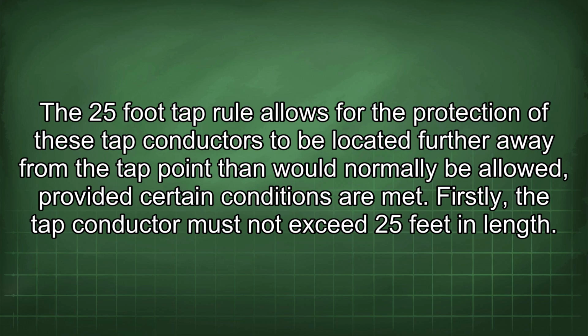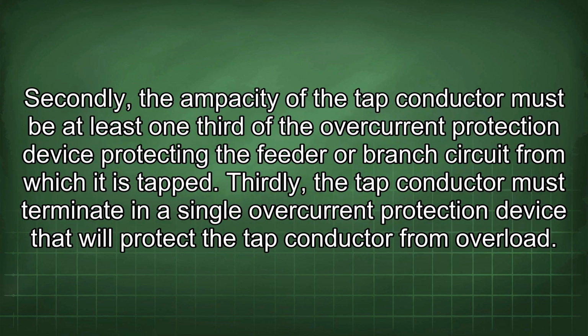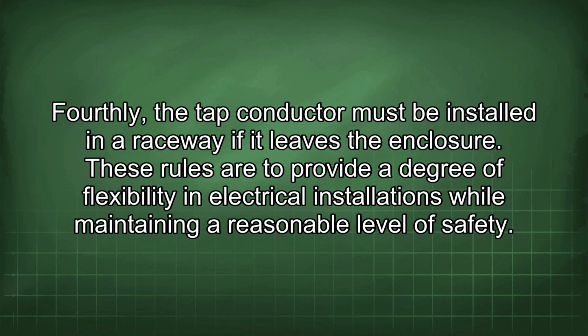Firstly, the tap conductor must not exceed 25 feet in length. Secondly, the ampacity of the tap conductor must be at least 1/3 of the overcurrent protection device protecting the feeder or branch circuit from which it is tapped. Thirdly, the tap conductor must terminate in a single overcurrent protection device that will protect the tap conductor from overload. Fourthly, the tap conductor must be installed in a raceway if it leaves the enclosure.